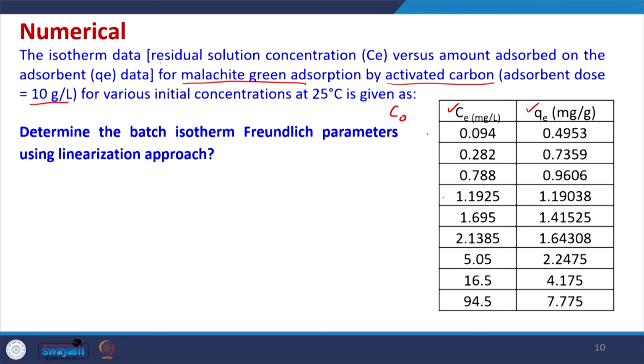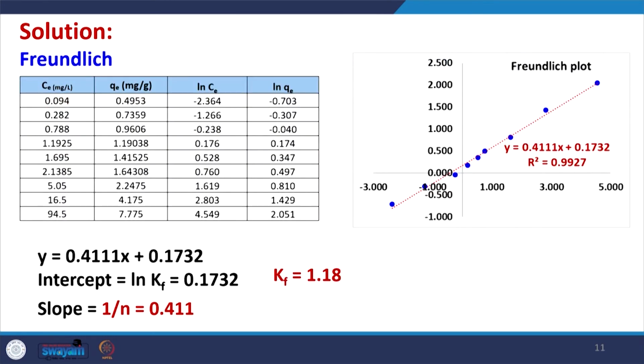It is possible that in some of the questions only C0 versus CE data is given. So, from that data you have to calculate the QE data. Here, directly CE versus QE data is given. Now, we have to find out the Freundlich and Langmuir parameters using the nonlinear or linearization approach.